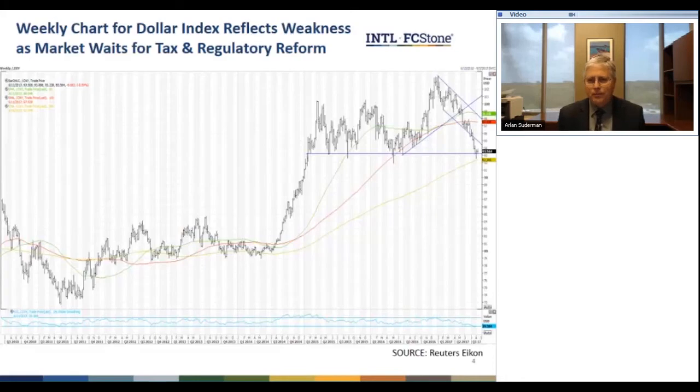We start with the weekly chart for the dollar index, and you'll see on the right-hand side of this chart how we broke sharply below that trend line, broke below support, but still held above the old 2016 low. This is a critical area for the dollar to hold here in the days ahead.